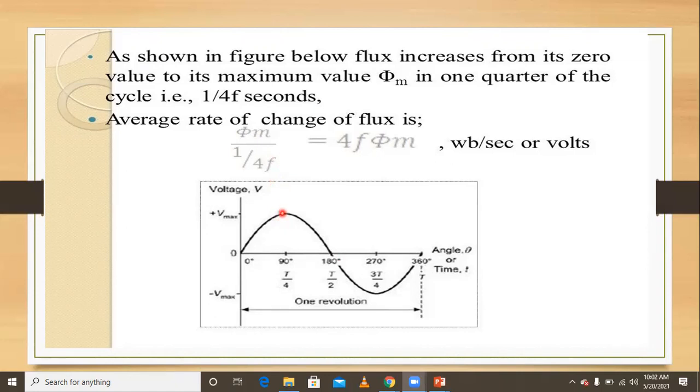That is phi m divided by 1 by 4f, which is equal to 4f phi m in Weber per second or volts. This is the average rate of change of flux in Weber per second or volts. So that is equal to 4 f into phi m, where phi m is the maximum value of flux.